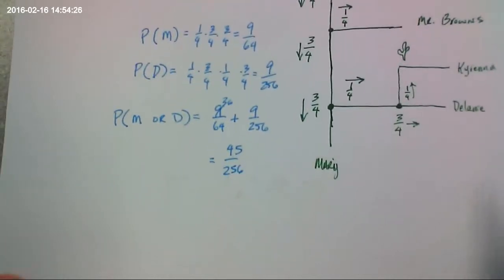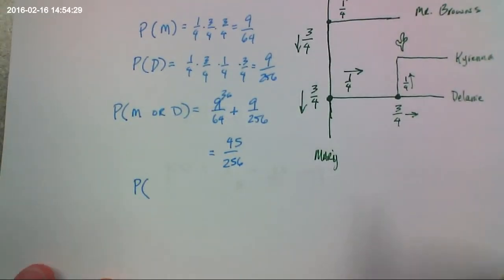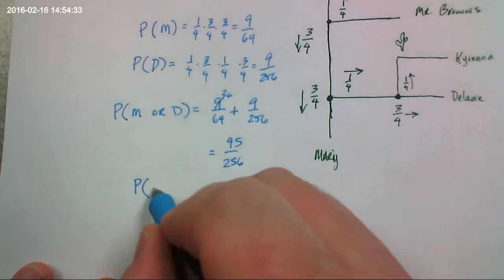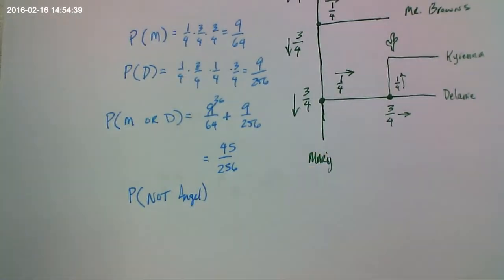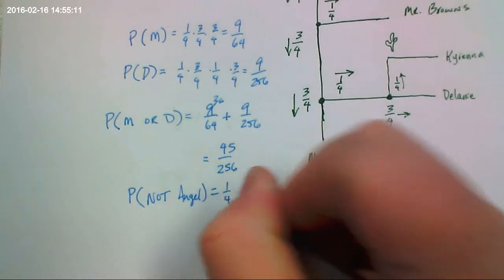Let's see here. How about this one then? What's the probability that it's not Angel? Hi, Karime. Do you have it? What do you think it is? Because it's 3/4 that it is. So the other option would be it is not. It has to add to 1. So 1/4. Are we good?